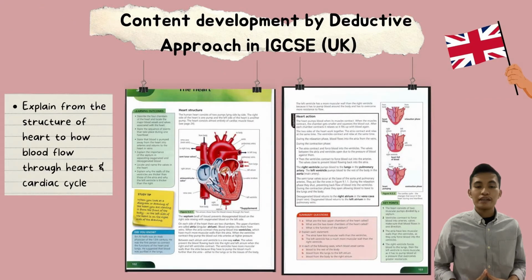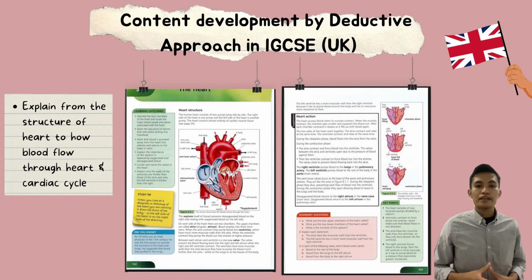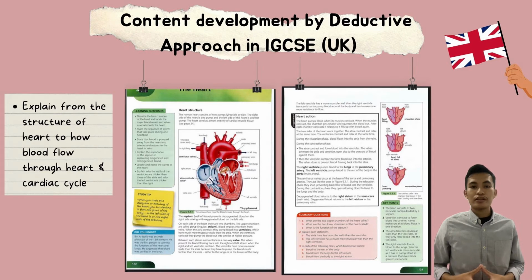Same goes for IGCSE content. It also explains all the content one by one, starting from the structure of the heart to blood flow in the heart and the cardiac cycle. As we can see, the content was arranged from the general information of the heart to the specific cycle that occurs in the heart. So we can conclude that this approach was used in this content development and helps the student to learn and understand the content.